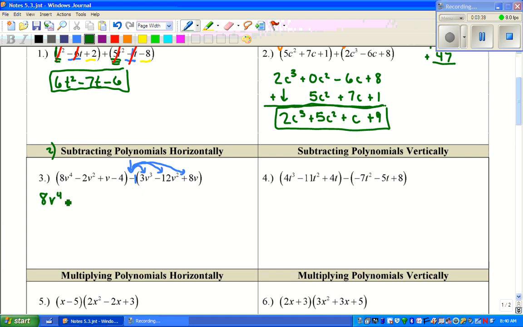8v to the 4th minus 2v squared plus v minus 4. And now I have a minus 3v to the third. The negative and the negative here, I get a plus 12v squared.